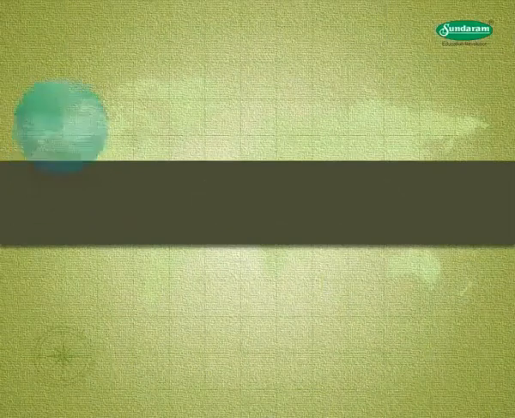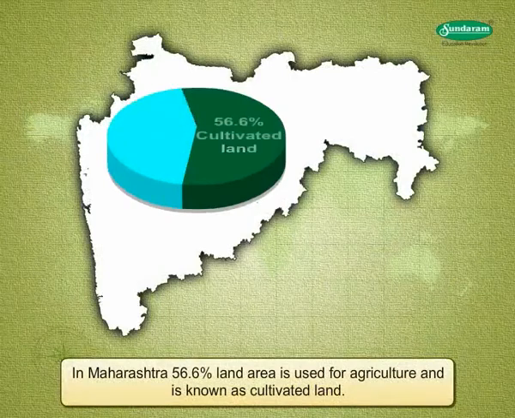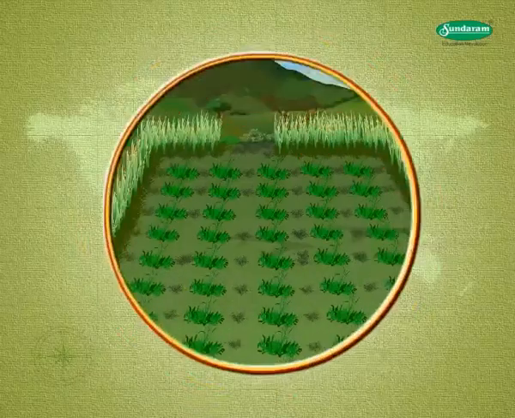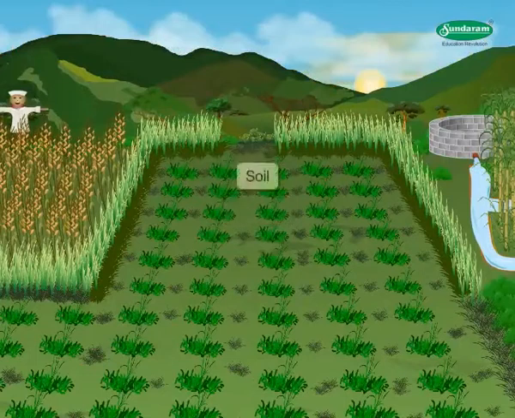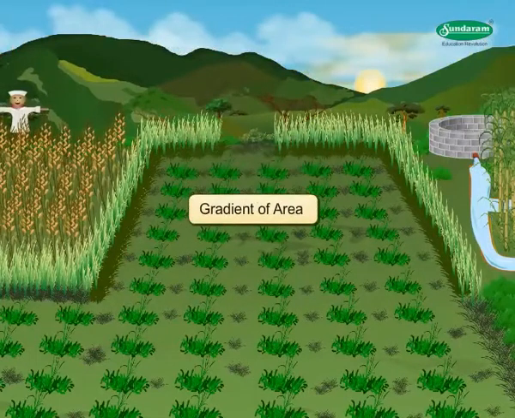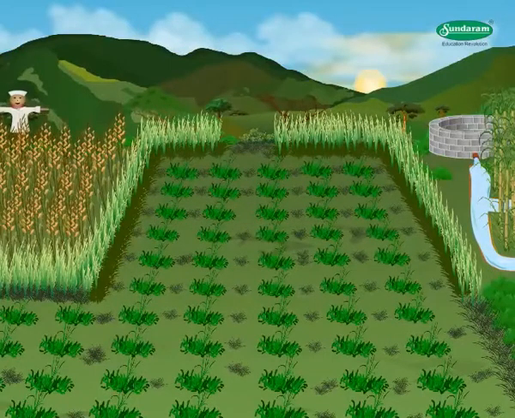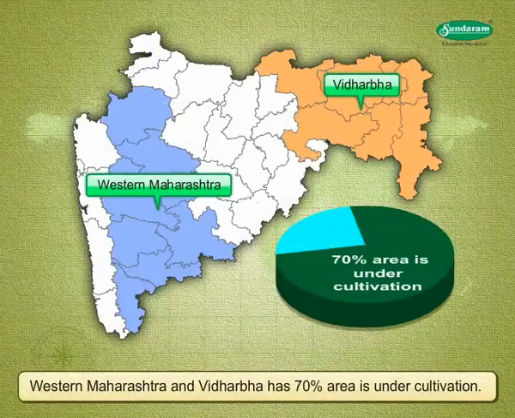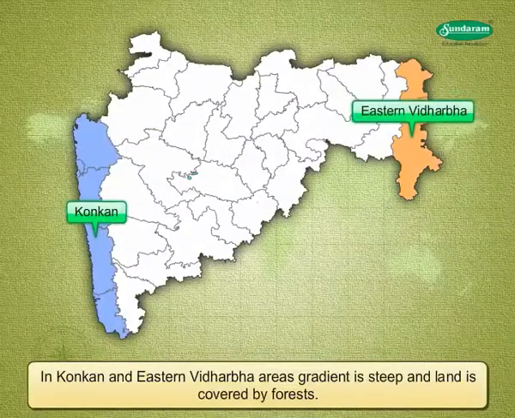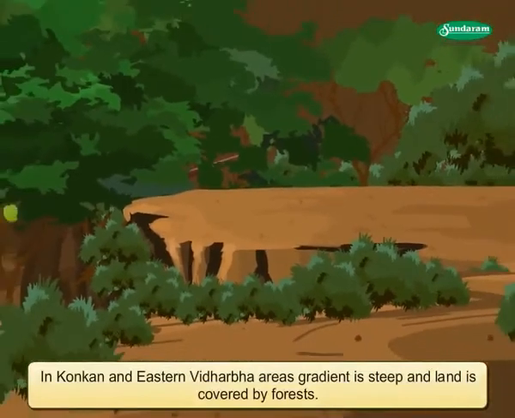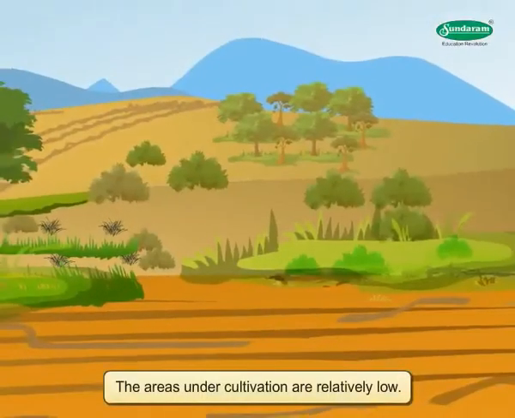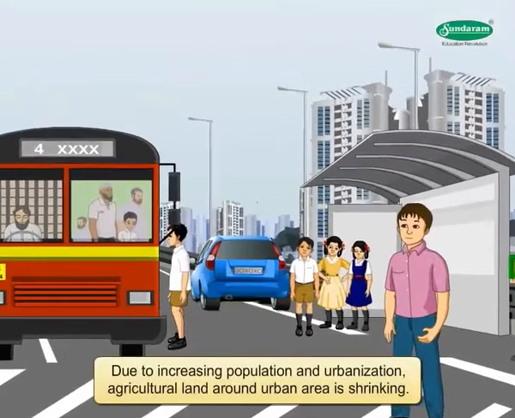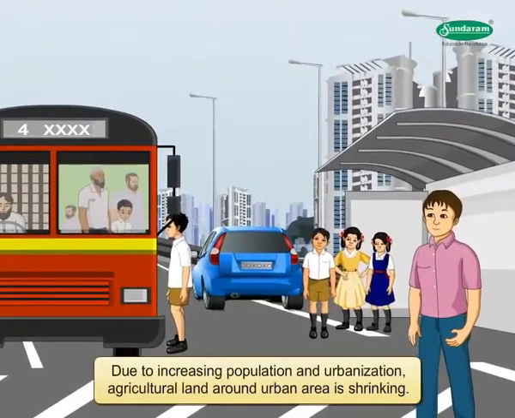Net sown area. In Maharashtra, 56.6% land area is used for agriculture and is known as cultivated land. Physical setup, climate, soil, irrigation facilities, and gradient of area affect the land under cultivation. Western Maharashtra and Vidarbha have 70% area under cultivation. In Konkan and eastern Vidarbha areas, the gradient is steep and land is covered by forests. Hence, the areas under cultivation are relatively low. Due to increasing population and urbanization, agricultural land around urban areas is shrinking.